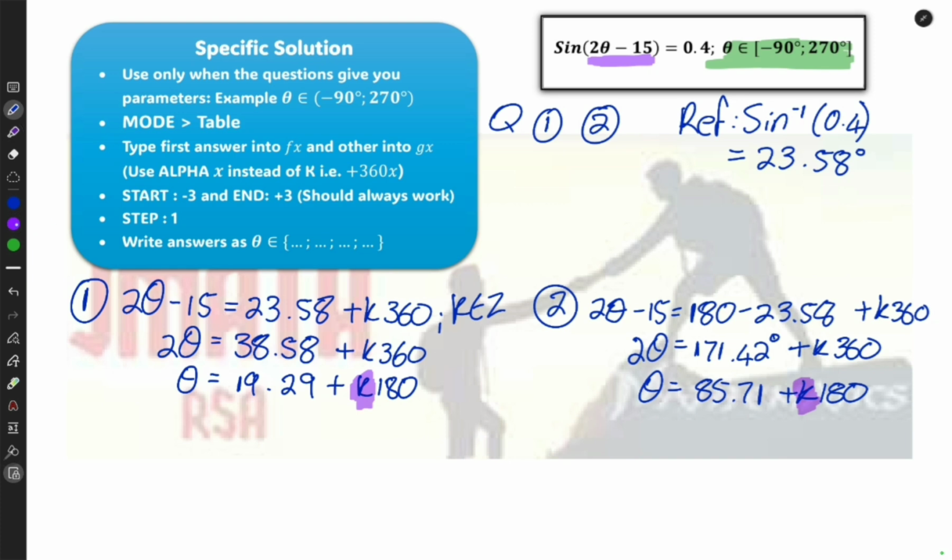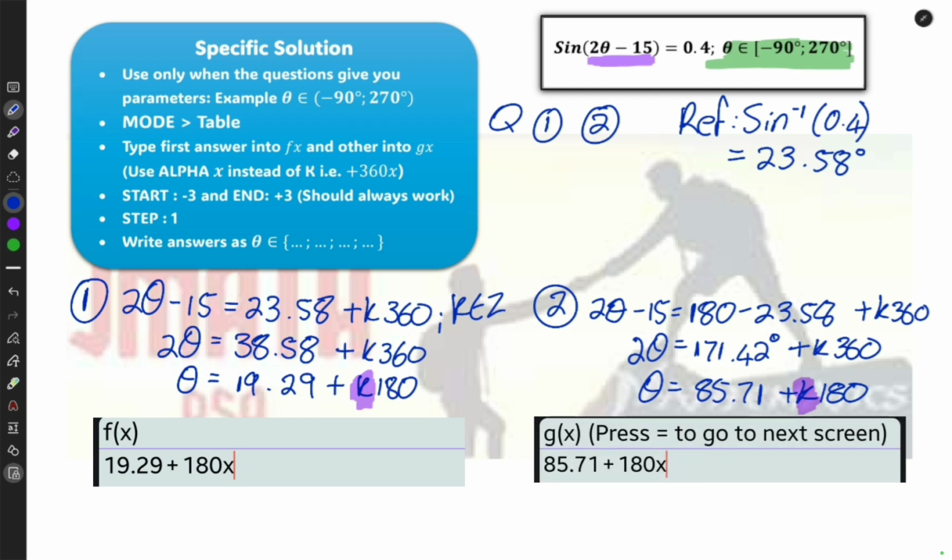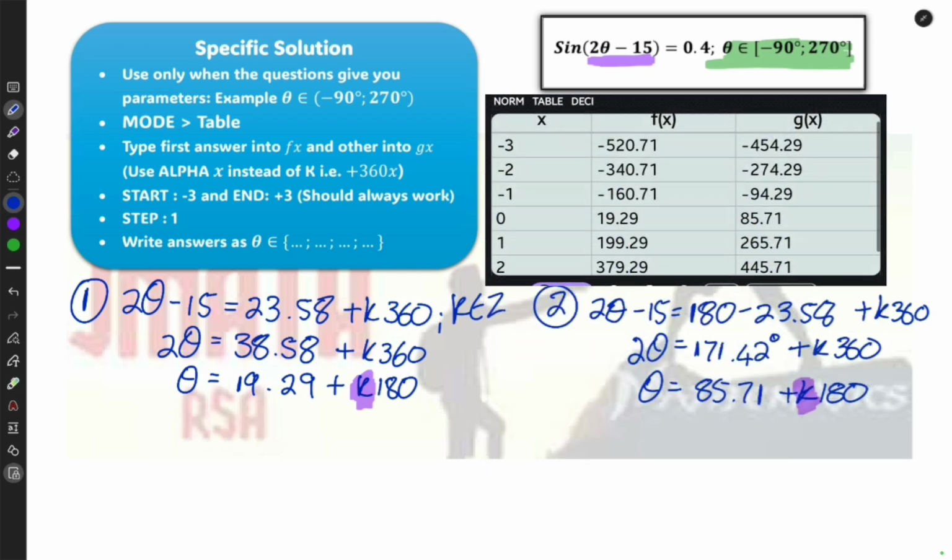Or you can use technology and just take your calculator and follow these steps. So mode table, type in the left part into fx, the right part into gx, and then tell it to start at, let's say, for example, -3, end at +3, and your step is always 1. Then you just check on screen which answers fall between minus 90 and 270. So here I did it on my calculator, and these are the answers that I got.